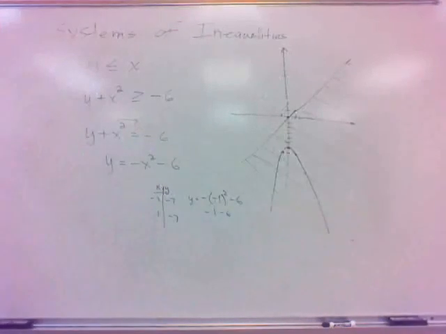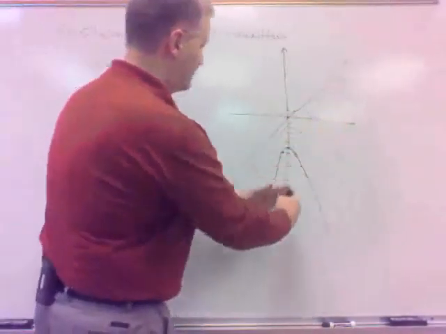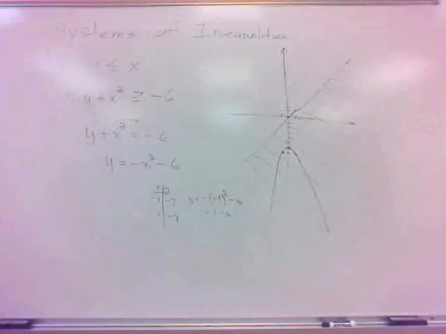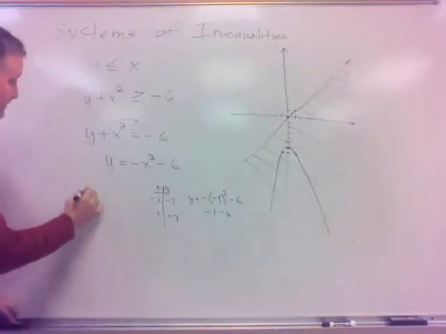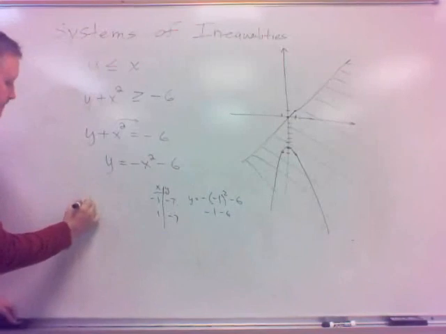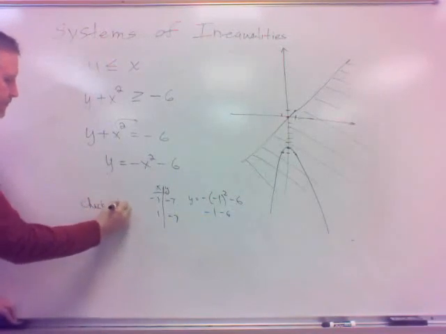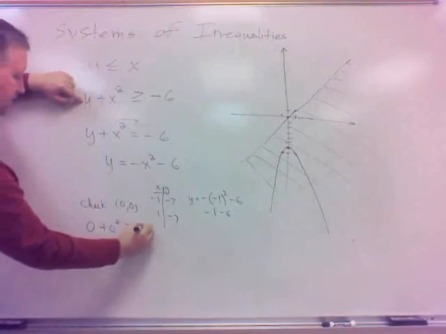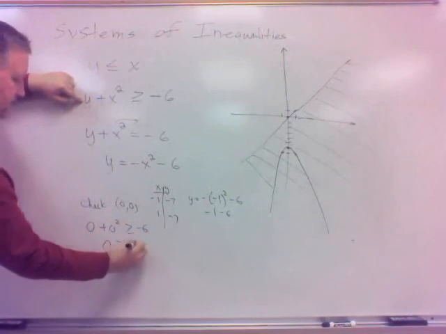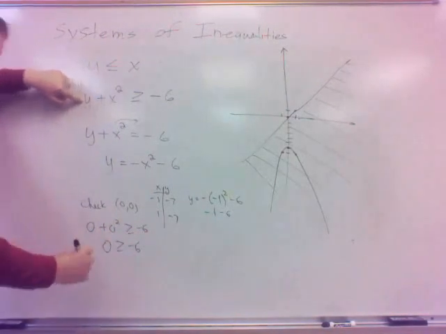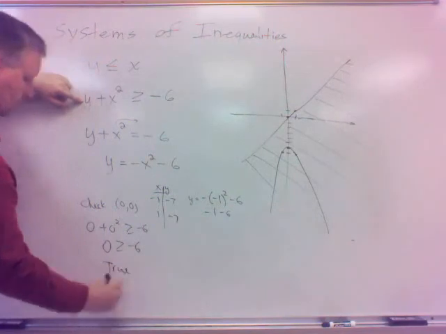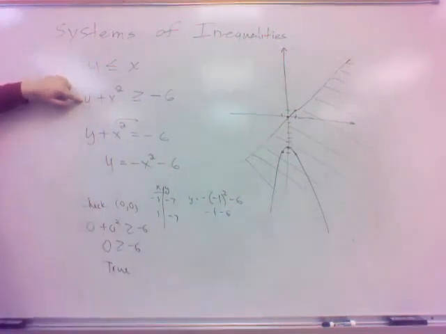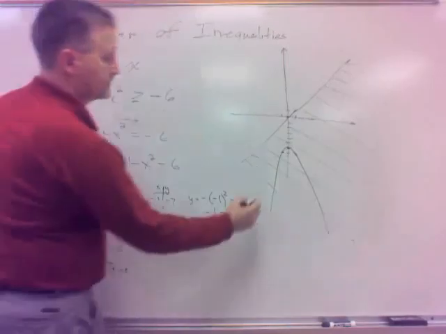The other one we had, we shaded outside, but how do we figure out if it is outside or inside that parabola? Well, just check 0, 0. We could check 0, 0 here, couldn't we? So it'll be 0 plus 0 squared greater than or equal to negative 6. 0 is greater than negative 6? Yes, true. So again, we want to shade the side with 0, 0. So again, it's the outside, isn't it?